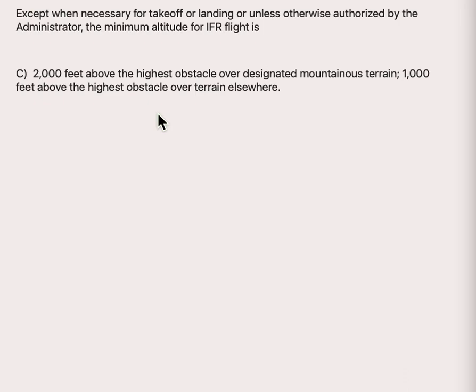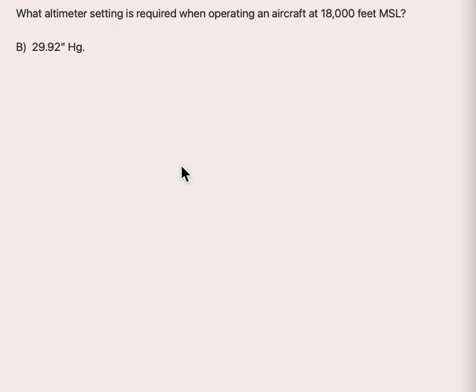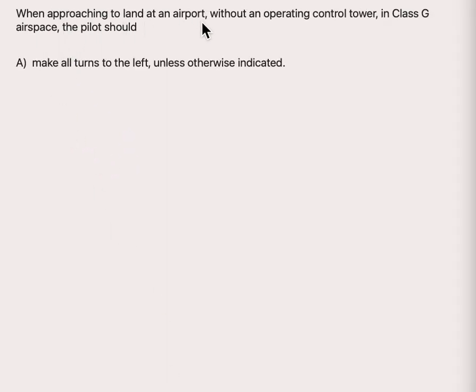Except when necessary for takeoff or landing, or unless otherwise authorized by the administrator, the minimum altitude for IFR flight is 2,000 feet above the highest obstacle over mountainous terrain and 1,000 feet above the highest obstacle over terrain elsewhere. I know that one. What altimeter setting is required when operating an aircraft at 18,000 feet? 29.92. Everyone knows that. When approaching to land at an airport without an operating control tower, in Class Golf airspace, the pilot should make all turns to the left unless otherwise indicated.